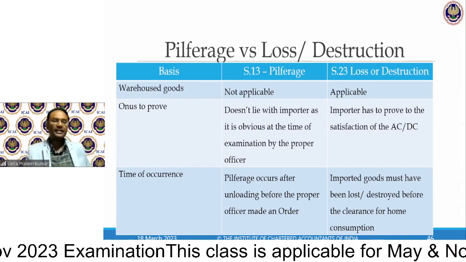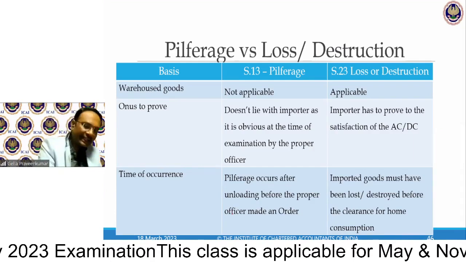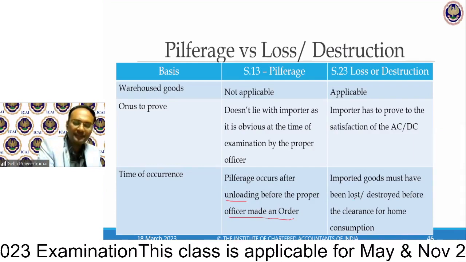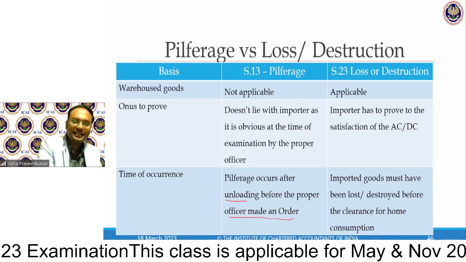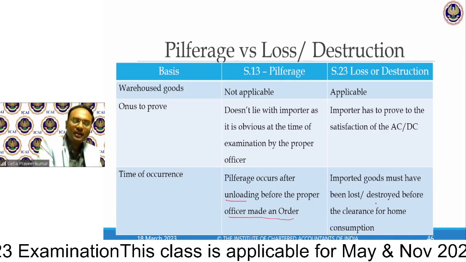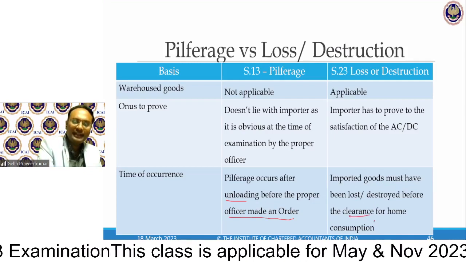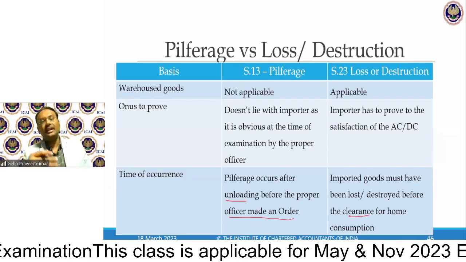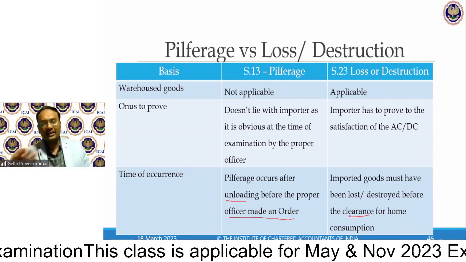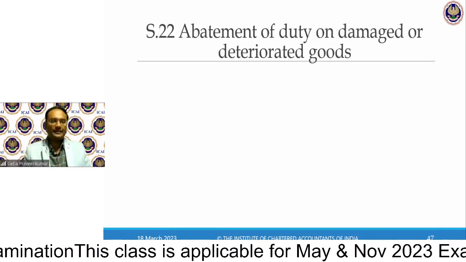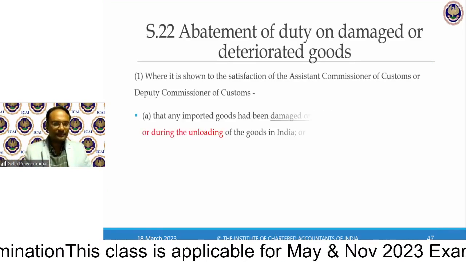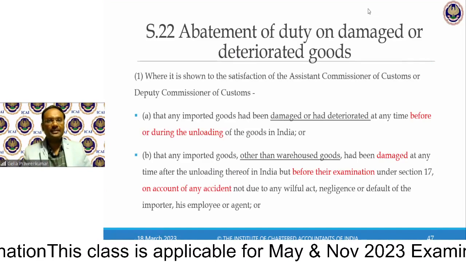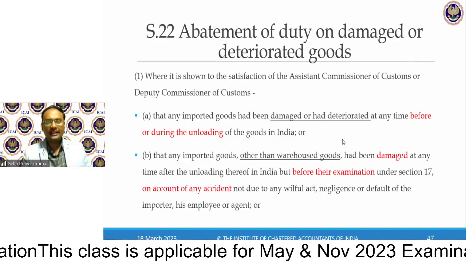Point of occurrence: in case of pilferage, it occurs after unloading, before the officer makes an order. In case of Section 23, goods must have been lost or destroyed before clearance for home consumption. That is, before even inspection, before the passing order, this damage has taken place. Next, abatement. I'll explain this provision in short and touch upon it in detail later.